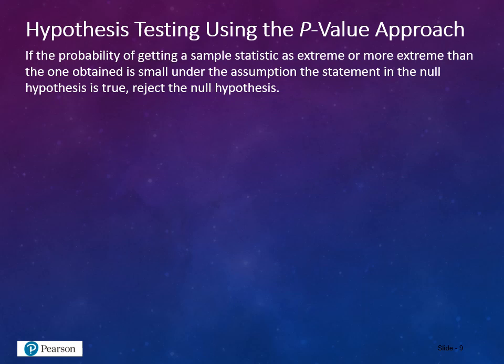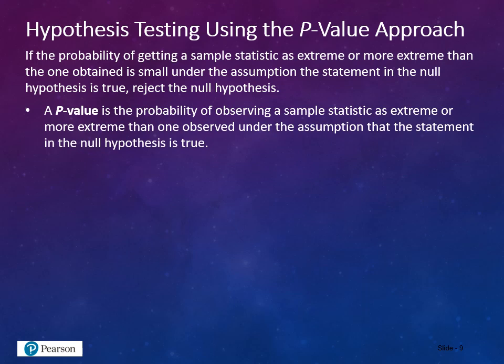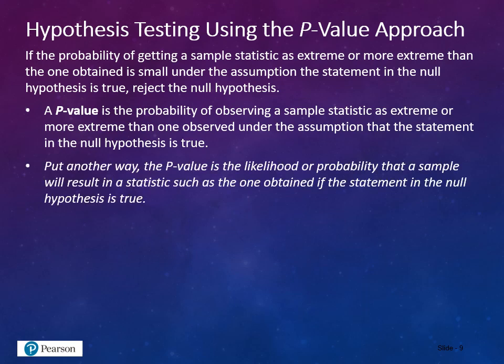If the probability of getting a sample statistic as extreme or more extreme than the one obtained is small, under the assumption the statement in the null hypothesis is true, then reject the null hypothesis. So again, if it's very unlikely that we're going to get a sample statistic, if the probability is low, then we reject the null hypothesis. A p-value is the probability of observing a sample statistic as extreme or more extreme than one observed under the assumption that the statement in the null hypothesis is true. What we might say here is the p-value is the likelihood or the probability that a sample will result in a statistic such as the one obtained if the statement in the null is true.